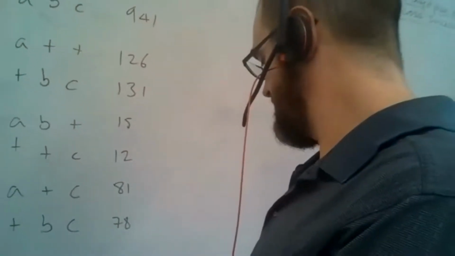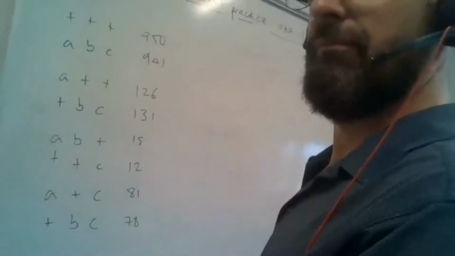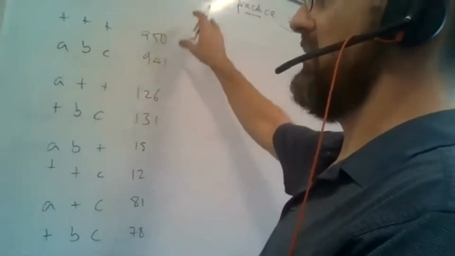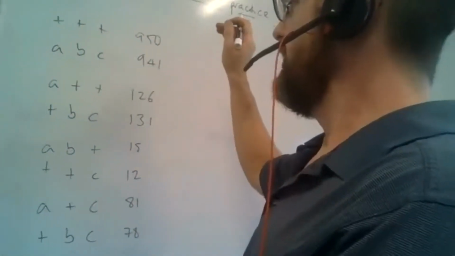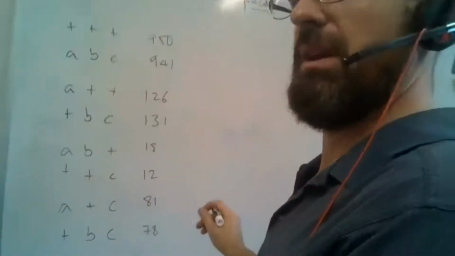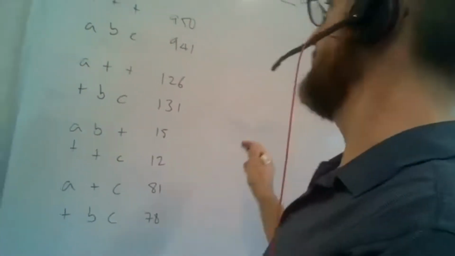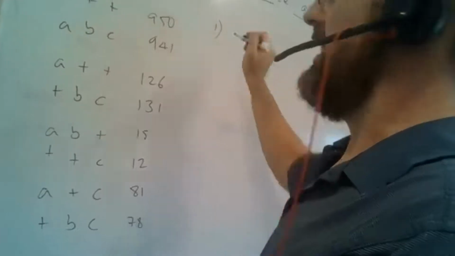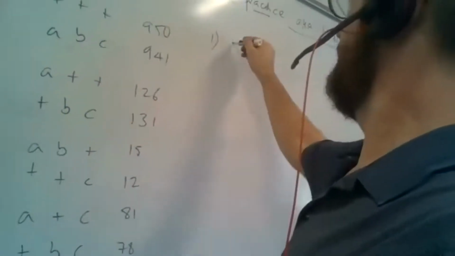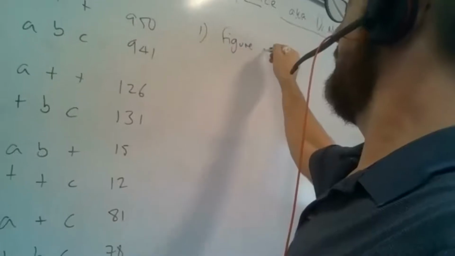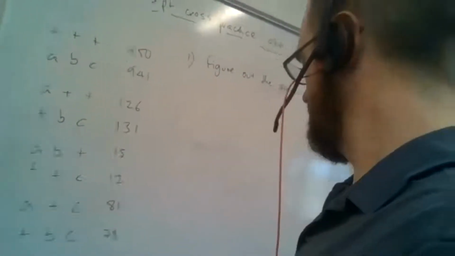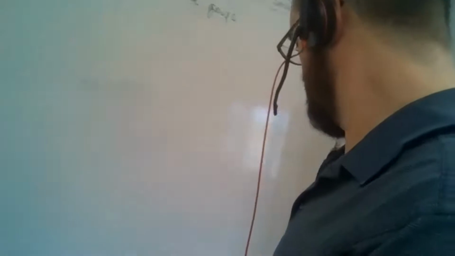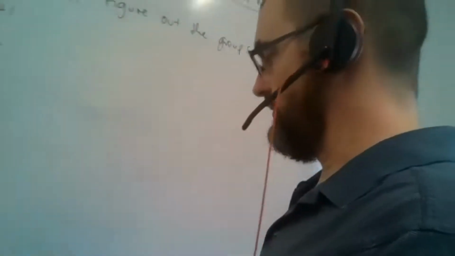So first step, and essentially this is the result of doing one 3-point cross. You're going to have 8 different combinations, essentially 4 groups. So the first step is to figure out the groups. This is relatively straightforward, relatively.